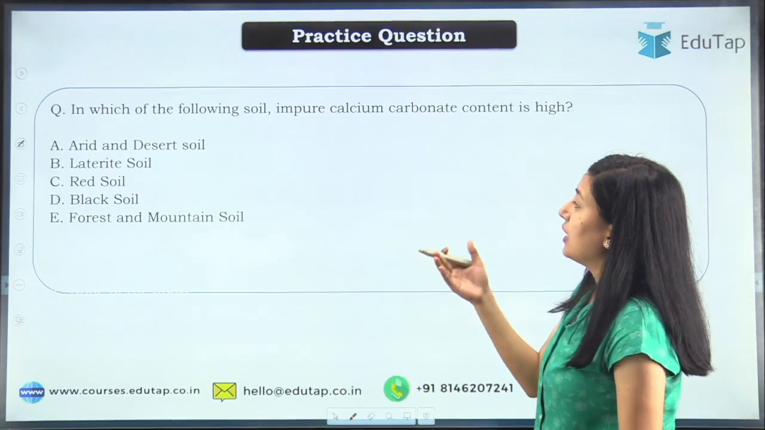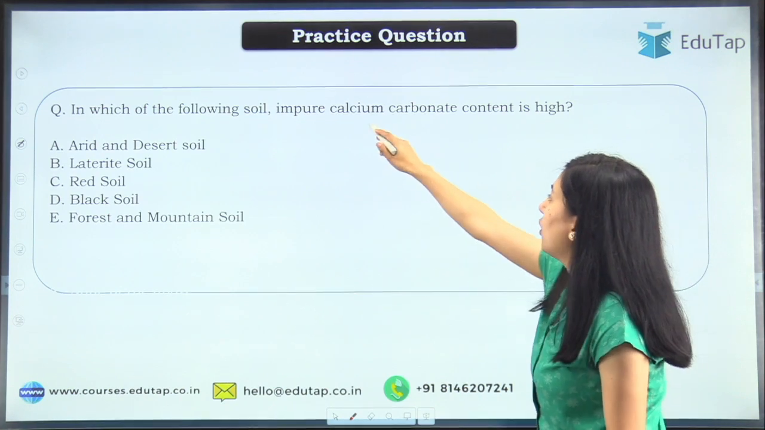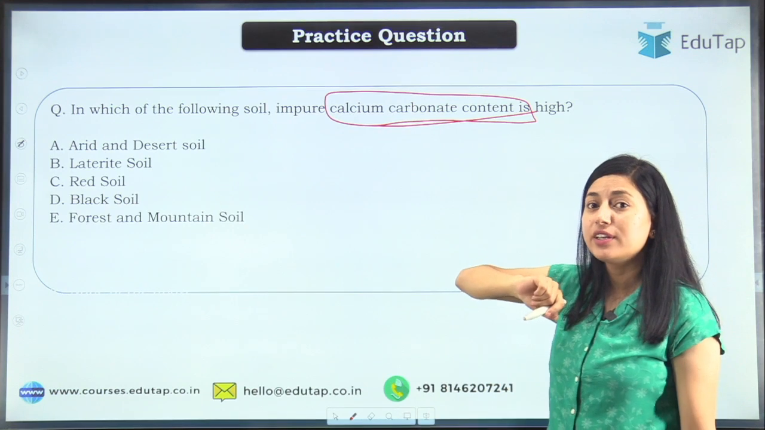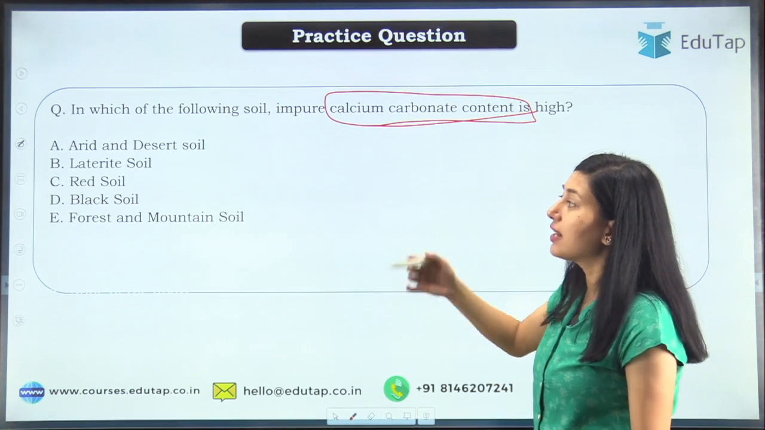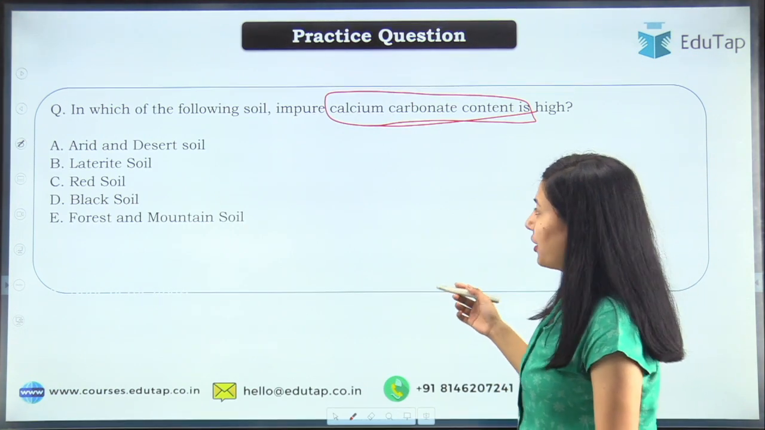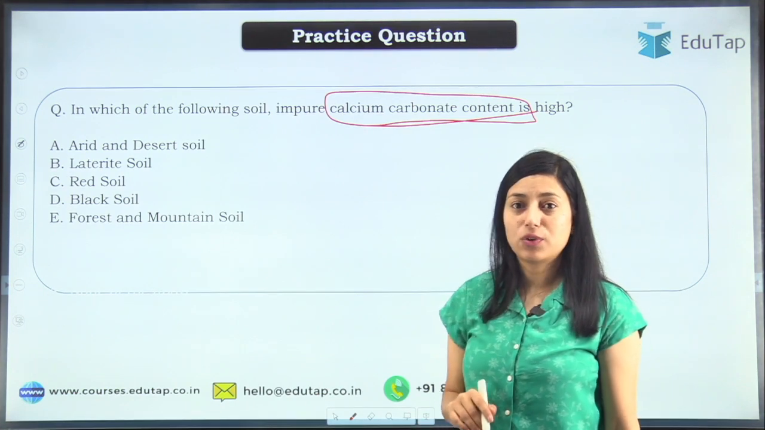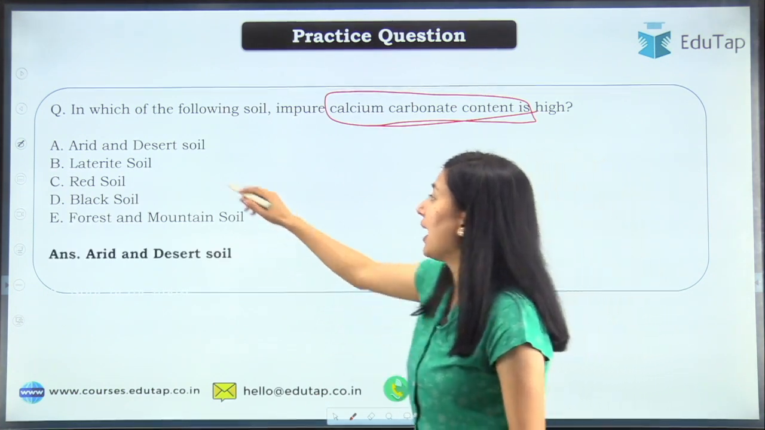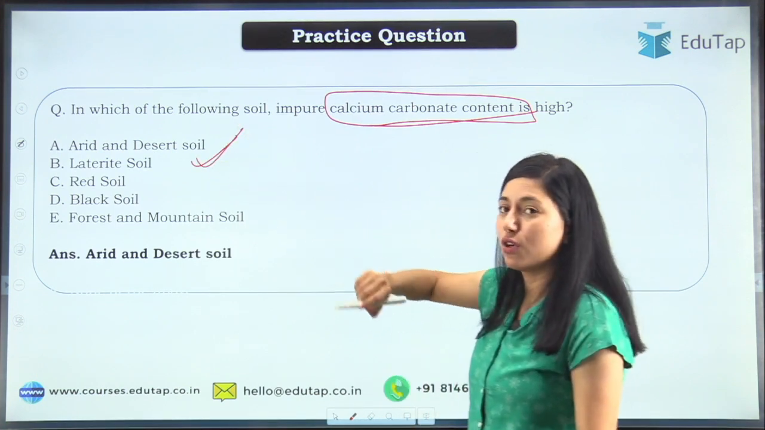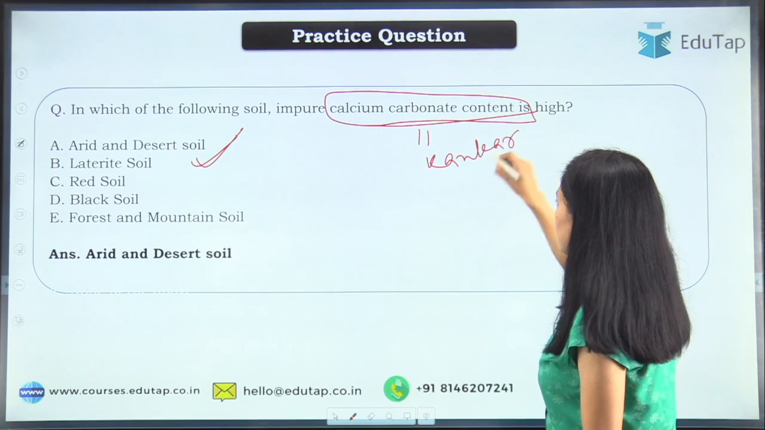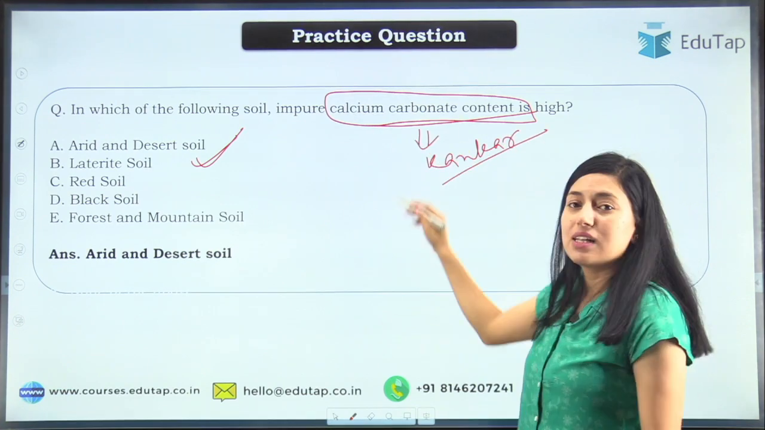Now let's discuss the questions. First: in which of the following soils is impure calcium carbonate content high? Options are arid and desert soil, laterite soil, red soil, black soil, forest and mountain soil. We have discussed this, that it is arid and desert soil, and it is also called conker. So this is the answer for this question.